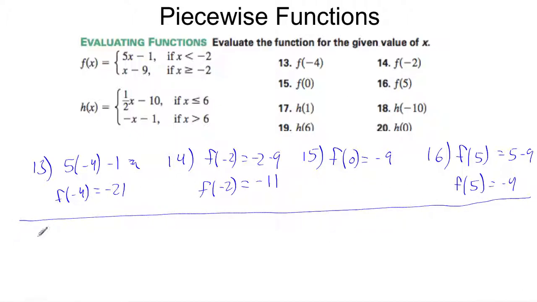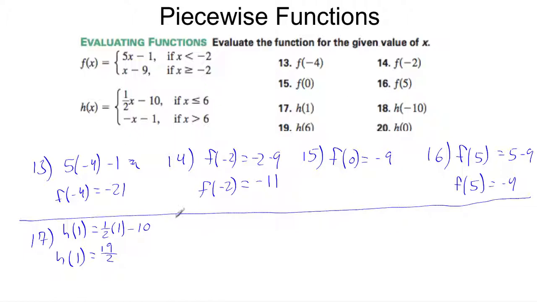And then this bottom one, same deal. 1/2 x minus 10 when x is less than or equal to 6. And it's going to be negative x minus 1 when x is greater than 6. So h of 1 is less than 6. So I'm going to plug that into this top equation. So h of 1 is equal to 1/2 times 1 minus 10. That's 1/2 minus 20 halves. So h of 1 is equal to negative 19 halves.